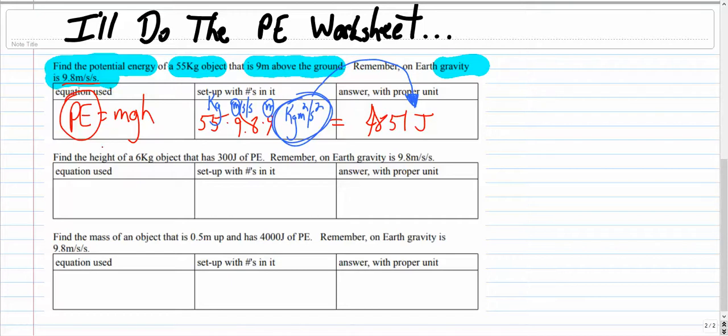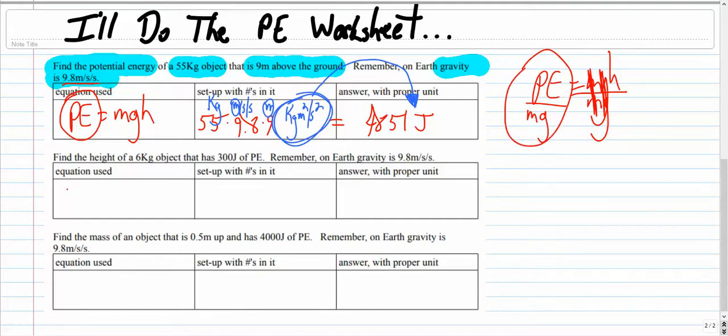Find the height. So if PE equals mgh, how do I get h by itself? Well, all three of these things are multiplied, so that means you're going to do some division. If you divide by m and g, they cancel out, and that means they're going to show up on the other side, because whatever you do to one side, you got to do to the other. So my equation is the height equals the potential energy divided by mass times gravity.